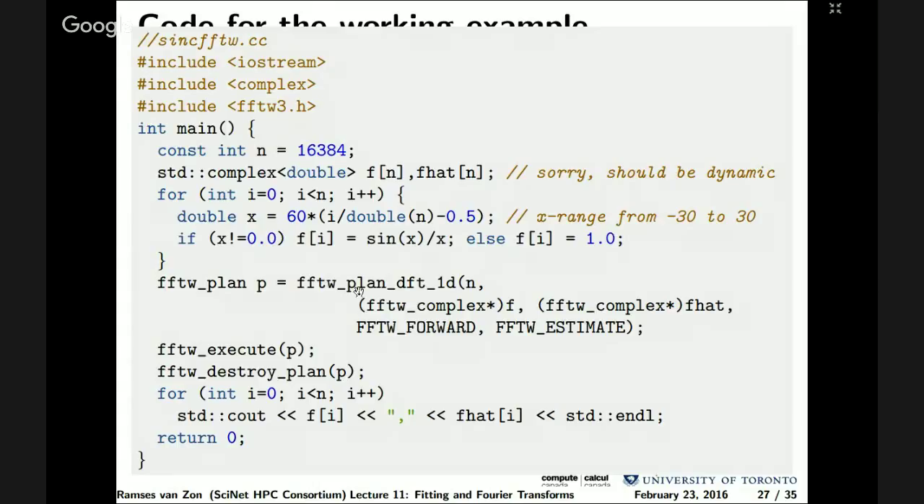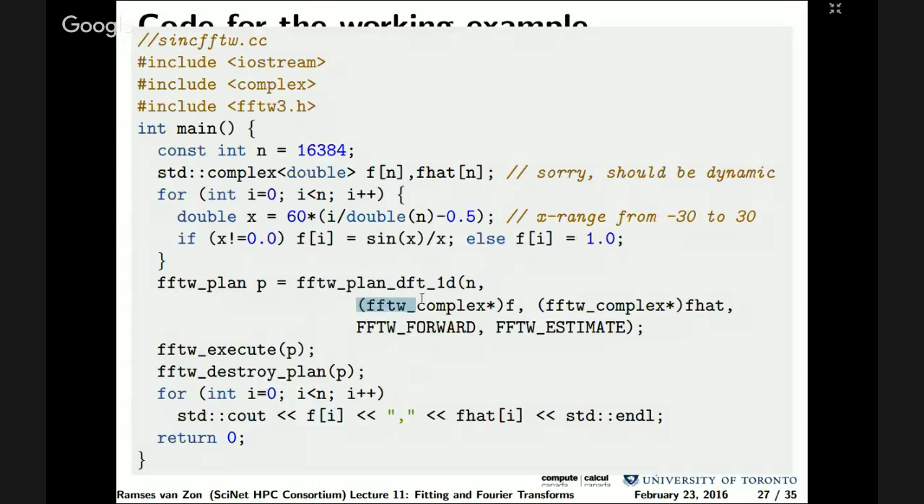Now, I generate a plan here for a 1D discrete Fourier transform. I pass it f and fhat, it doesn't do anything yet. It just sees, okay, these are my arrays. They're of size n. I want to do a forward one, and I just want to estimate what is the best way to do it. I don't actually want to measure it. I execute it, and I destroy it.